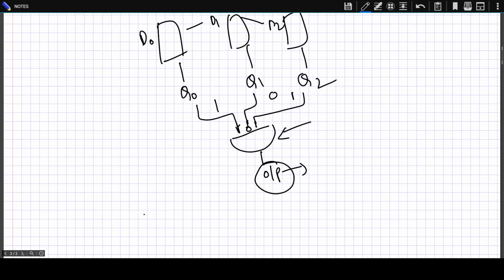I hope you got a good insight into the difference between Mealy and Moore, and also a good understanding of how to go about starting or building FSMs.